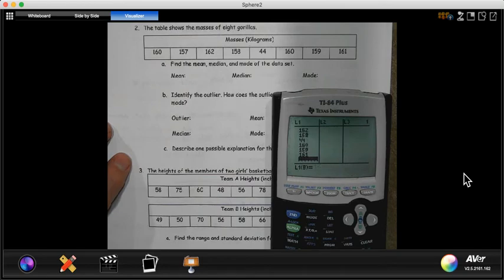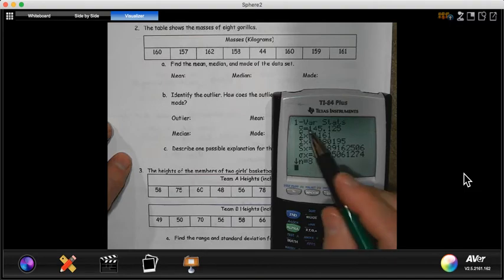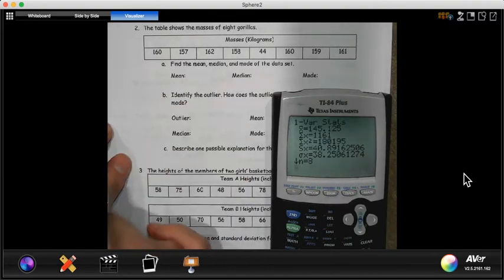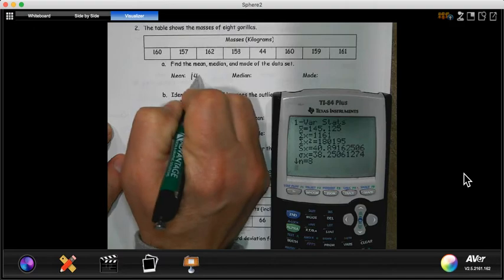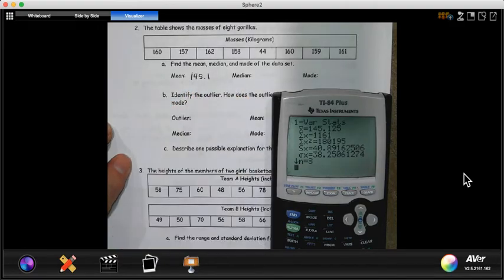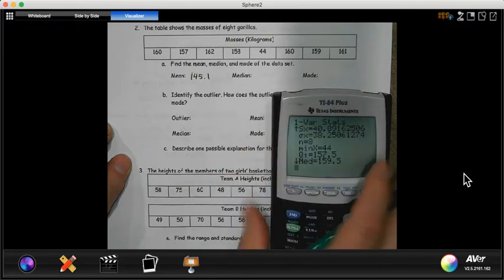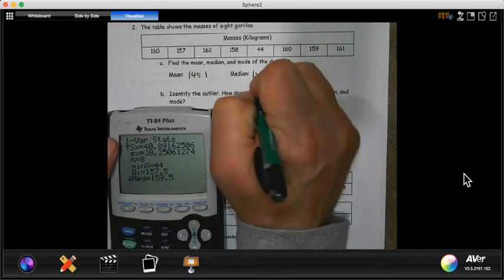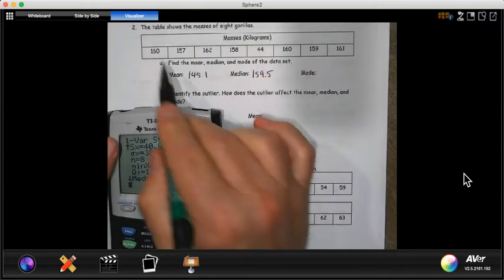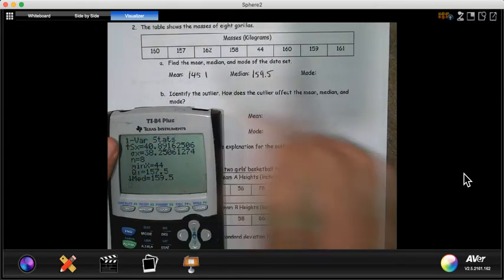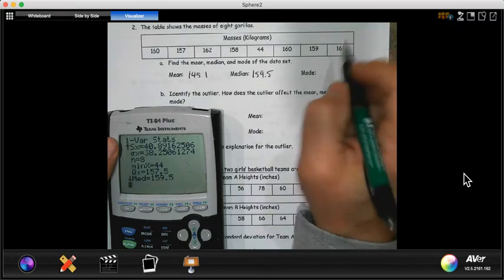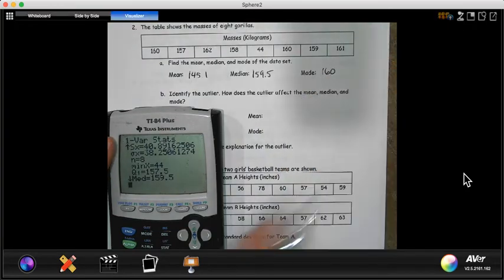All right, Stat, Calc, 1-Var Stats. So it looks like I've got 8. Good. The mean is x bar, that's 145.1. The median, 159.5. And the mode, 160. Sometimes there's no mode, you guys, but this one has a mode of 160.